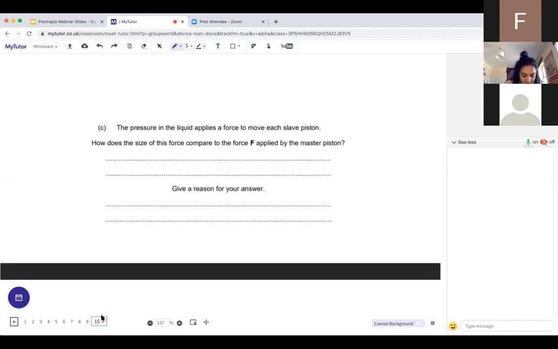So any other questions? What level would pressure equation questions be on the AQA exam? They would still be in foundation, I believe. So the calculations would be foundation, but the qualitative, wordy answer about how pressure changes with depth would be higher.